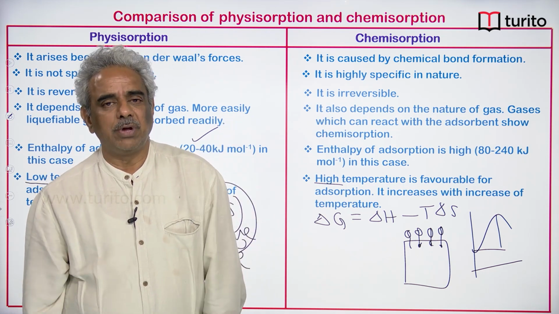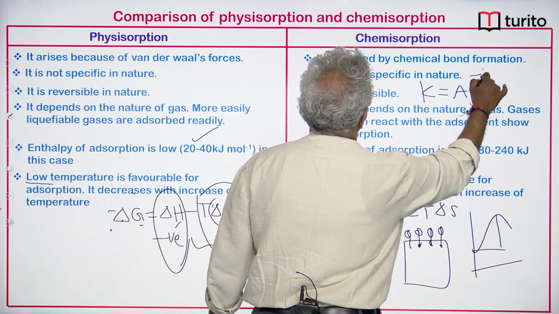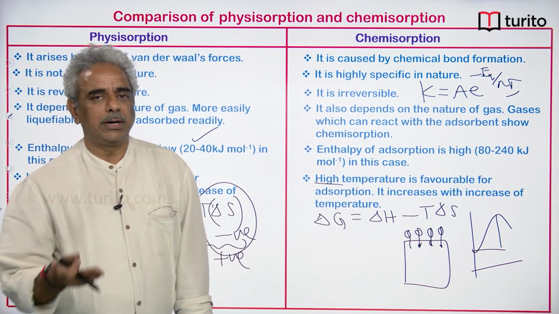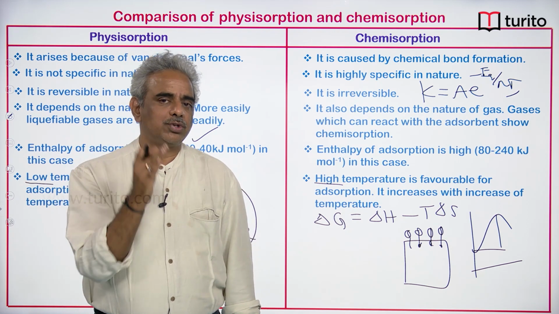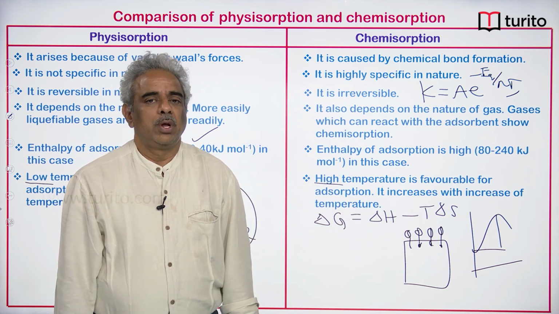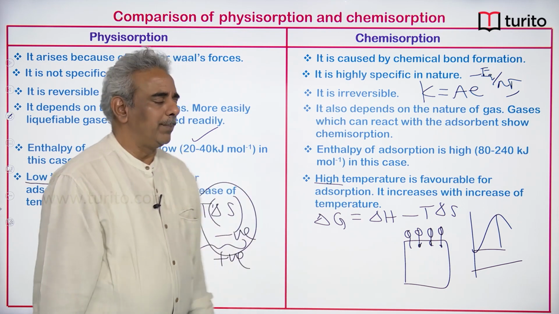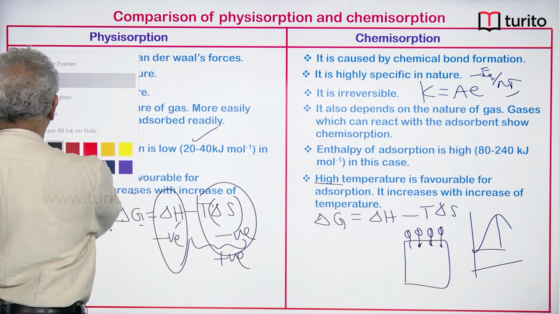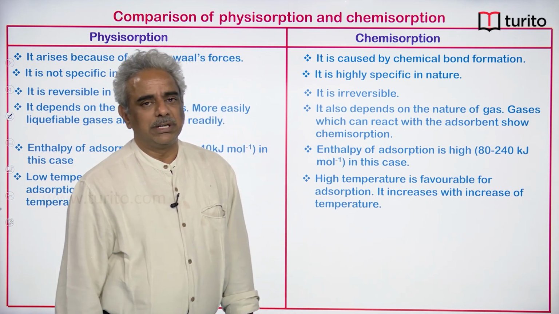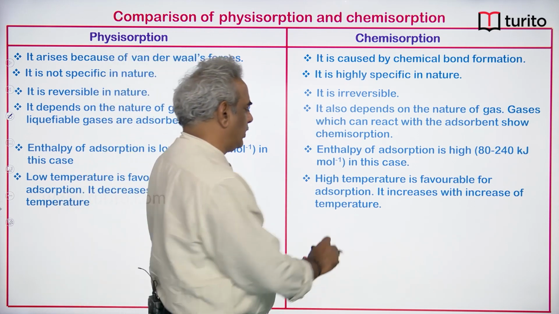In order to activate the molecules, one has to raise the temperature. In the Arrhenius equation we have seen k equals A e to the power minus Ea by RT. So, unless you raise the temperature, most of the molecules will not have the activation energy. So, you have to raise the temperature, but there is a limit. If you raise the temperature too much, what will happen? You need high temperature to activate the molecules on the surface. Suppose the temperature is raised too much, again the same problem will come.